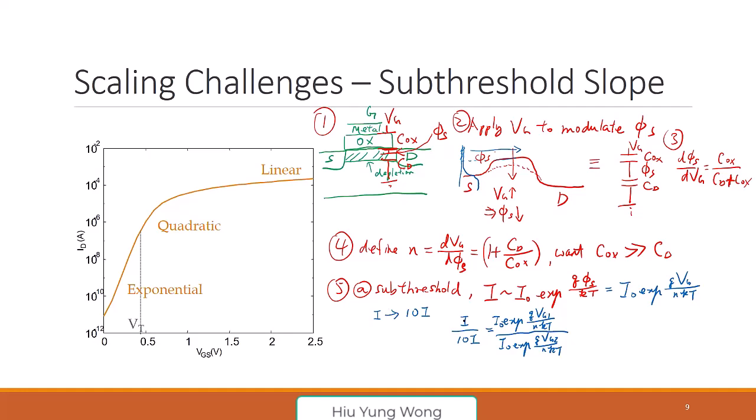So VG1 gives you I, VG2 gives me 10I. For example, here, this is VG1, and then you increase by 10 times. This is VG2, and this is I, this is 10I. Is that okay? If you go through the math, you cancel the I and then take the log, then you will see that VG2 minus VG1 equals nkT over q, natural log 10. And by definition, this is the subthreshold slope, because subthreshold slope is how much voltage you need to increase in order to increase the current by 10 times.